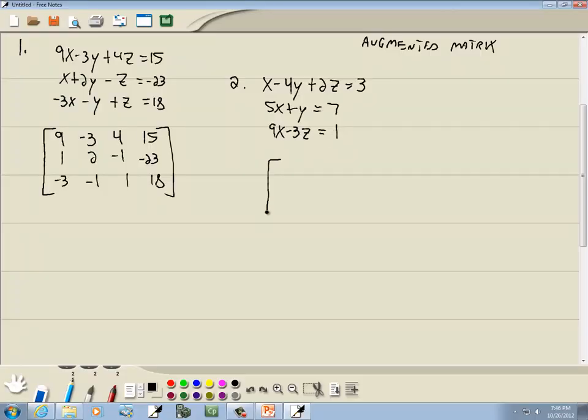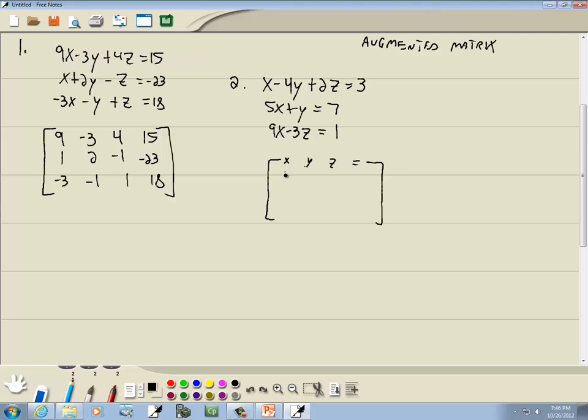Now this one's a little bit harder to write down the augmented matrix. The last one was easy because we weren't missing any variables, and all the x's lined up nice, the y's lined up nice, and the z's lined up nice. Well, here we're missing some variables. So when we put it into matrix form, we need to make sure we put all the x's in one column, all the y's in one column, all the z's in one column, and the number on the other side of the equals in one column.